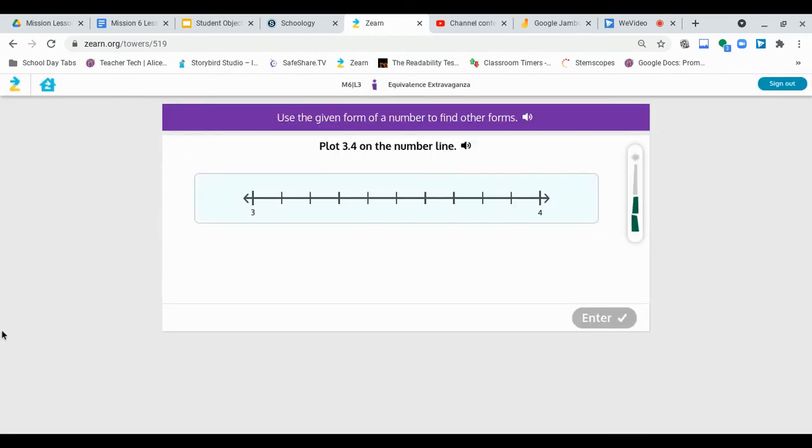Alrighty. So now we're going to do a similar thing, but now we're going to use a number line to do it. So it says use the given form of a number to find other forms. Okay, why not? So we're going to plot 3 and 4 tenths on the number line. I'm sorry, I read that wrong. Plot 3 4/10 on the number line. The number line starts at 3 and ends at 4 wholes. So 3 4/10. Well, each one of these represents a tenth.